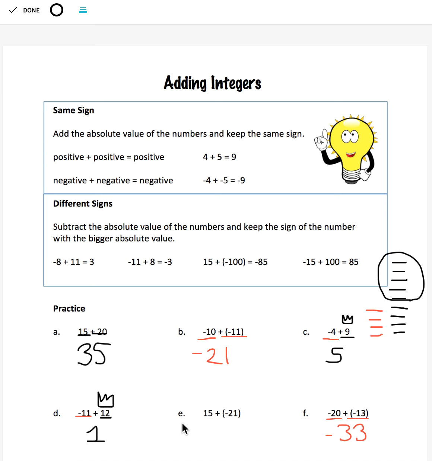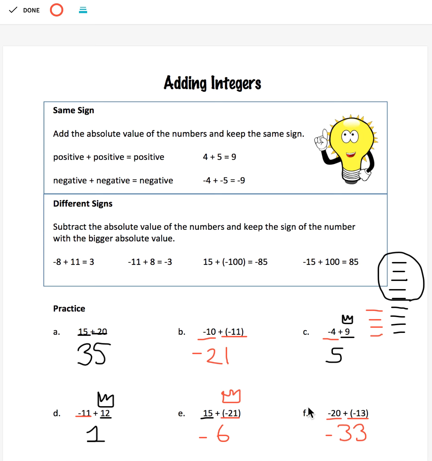For letter E, we have our fourth situation. 1 positive and 1 negative, but the negative is more powerful. The negative stack is taller because 21 is greater than 15, so I'm going to crown that the champion. 21 minus 15 is 6, so our answer is negative 6 because the negative has a greater absolute value.